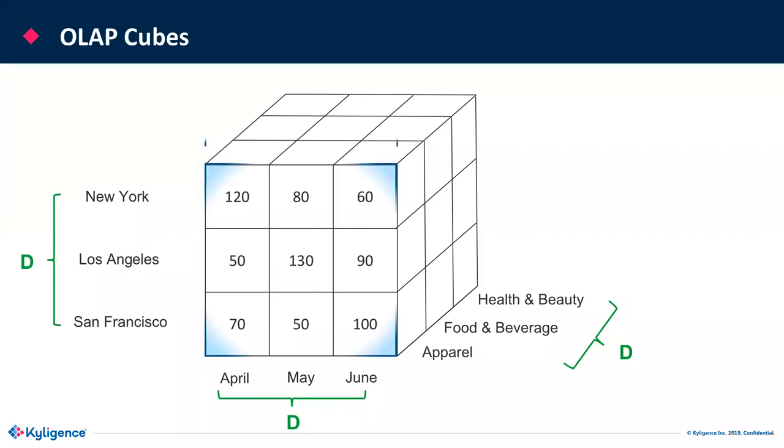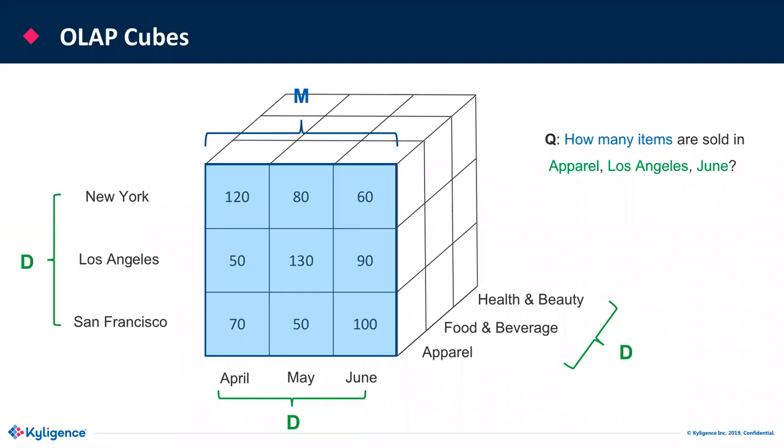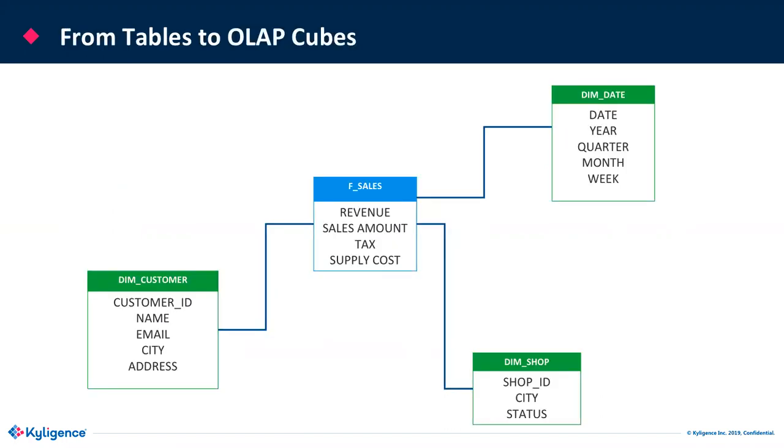Now it comes to measure. We call the numeric values used for calculation as measures. For example, revenue, cost, quantity. When you are asked a question like how many items are sold in apparel, Los Angeles, June, you can quickly look up the answer in the cube through its dimensions and measures. This looks nice and easy, but how is a cube constructed? In the data warehouse, all we have is a bunch of tables and models.